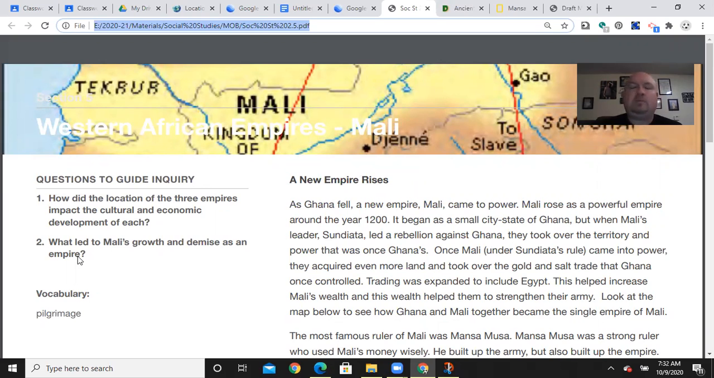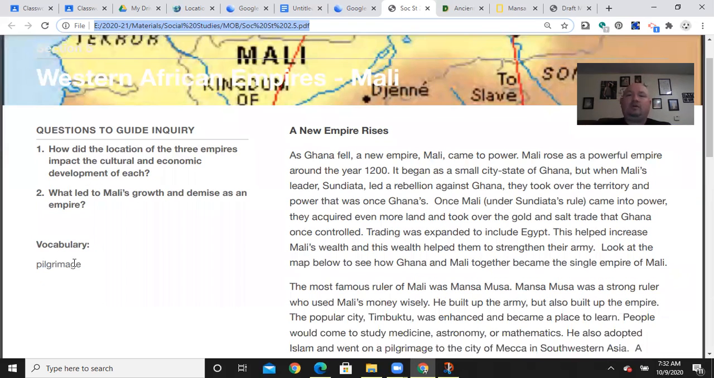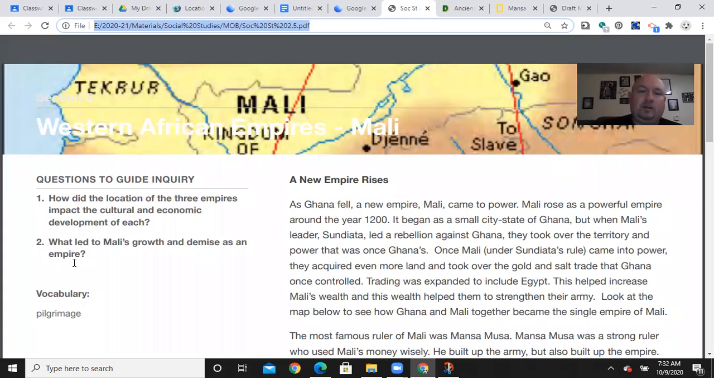So why do we remember Mali? And not just because it is a current country on the map in Africa. That's the question I want you to think about as we're going here.